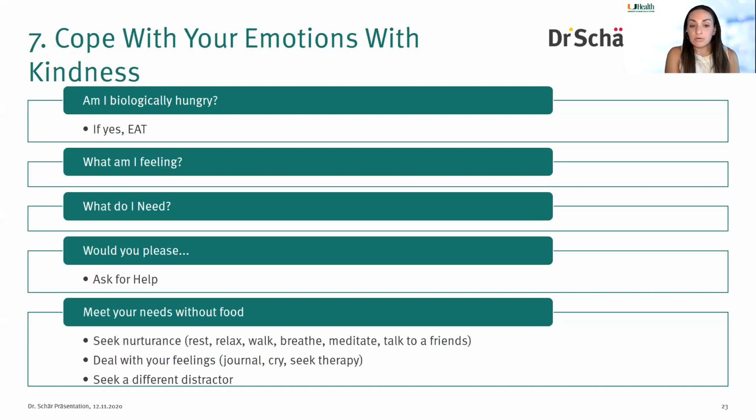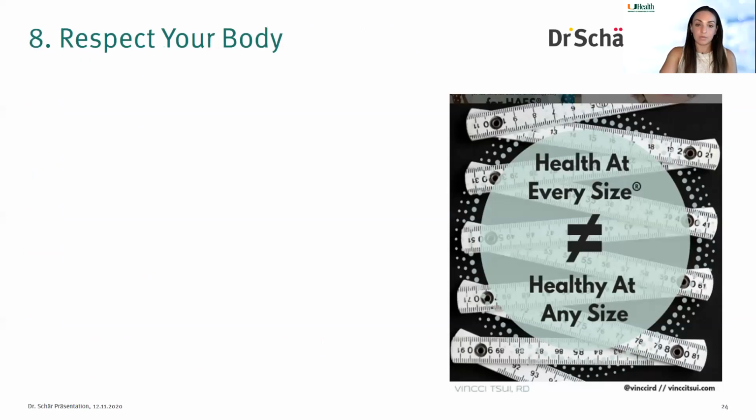And then also deal with your feelings. If you notice that you're always turning to food whenever you're sad and you're not dealing with what's causing that sadness, really work on figuring out what is causing that sadness. And then also seek a different distractor. If you use food as a distraction from feeling your feelings, find something else for that journey. We're running out of time.